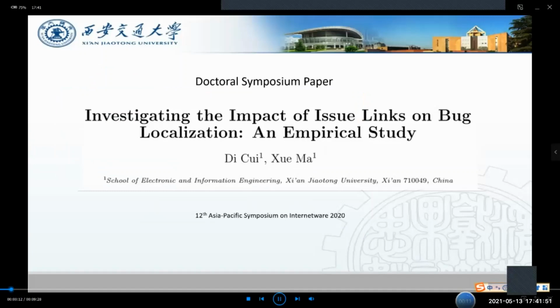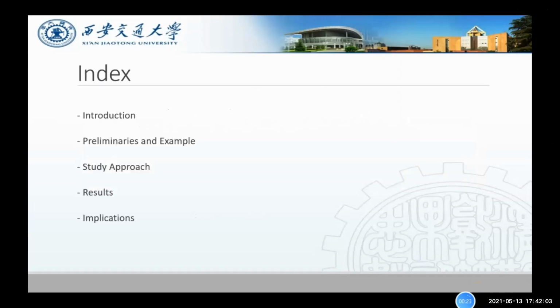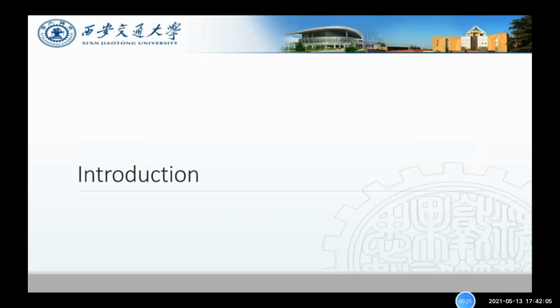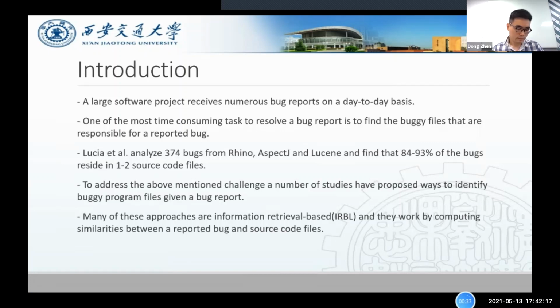The topic of my paper is investigating the impact of issue links on bug localization. This is an empirical study, and the outline of my work is as follows. The first part is the introduction. We know that bug reports continuously emerge, and one of the most time-consuming tasks to resolve a bug report is to find the buggy files.